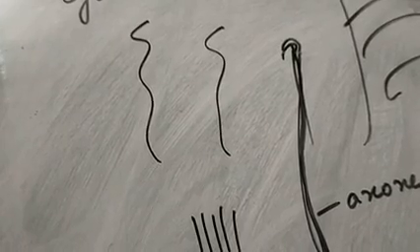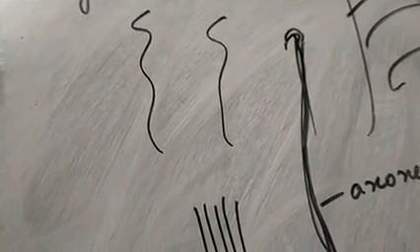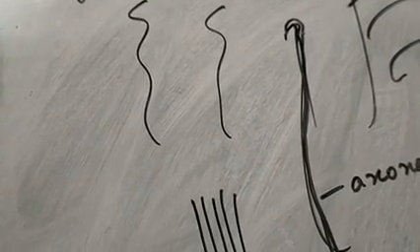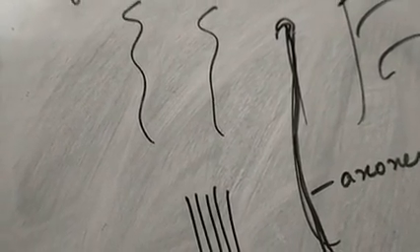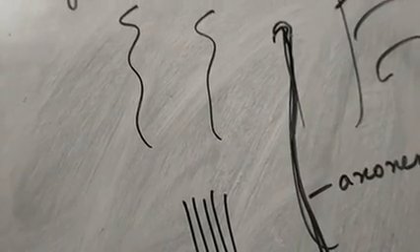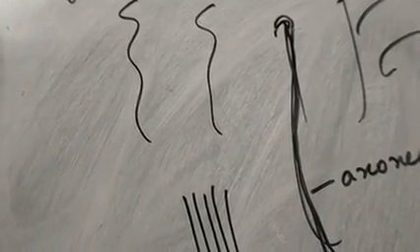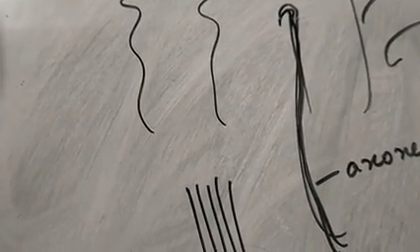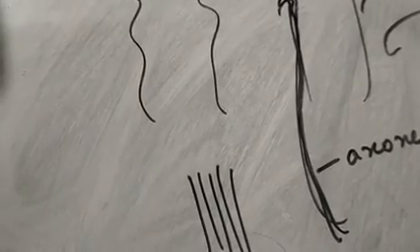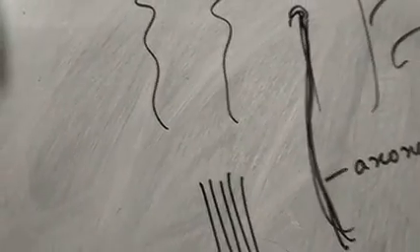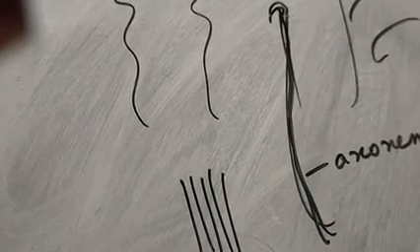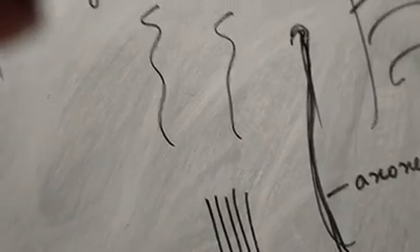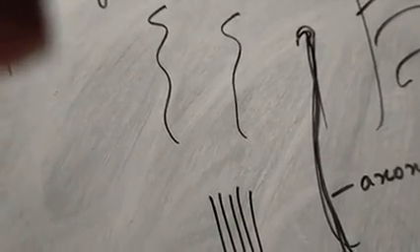Now, 9 radial spokes and the peripheral doublets are also interconnected. So what we can say is that prokaryotes have 9 plus 0 type, made up of flagellin protein, whereas eukaryotes have 9 plus 2 type, made up of tubulin protein, in which 9 are peripheral and 2 are central. Now we come to centrosome and centriole.